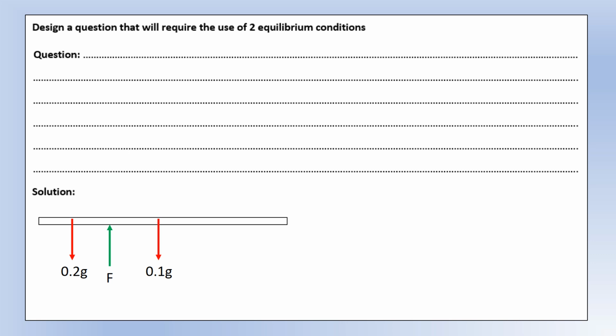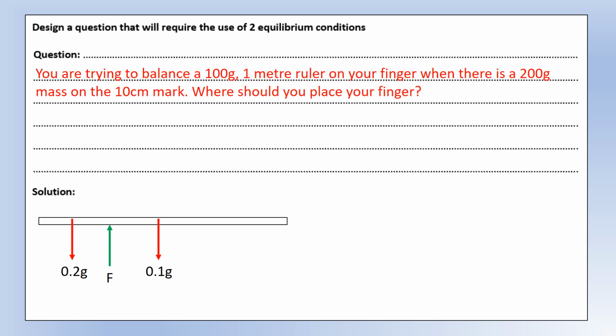Okay, so now what we're going to do is think about, again, coming up with a scenario to apply the conditions of equilibrium. So the scenario I've come up with is trying to balance a meter ruler with a mass hanging on it, and you can see that in the diagram here. And what we need to know is where to place our finger or apply the force F.